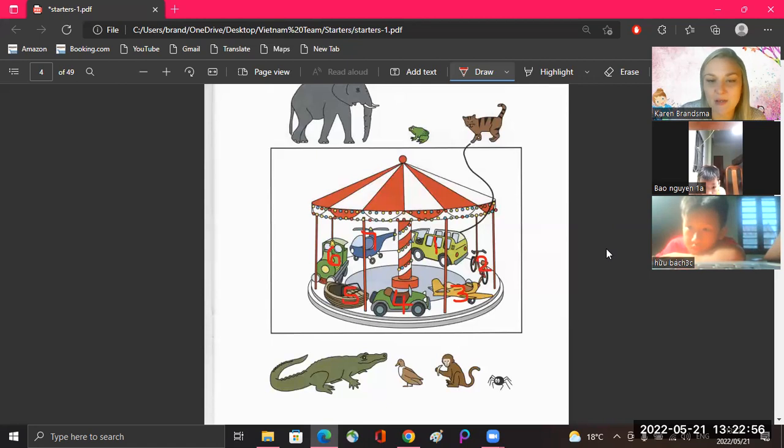Which animal and which number? Elephant in the boat. Which number is the boat? One. One is the bus? Which number is the boat? Bus. Which number is the boat? Five. Yay. Okay. So we put the elephant in the boat. Okay. Bach, now it's your turn.